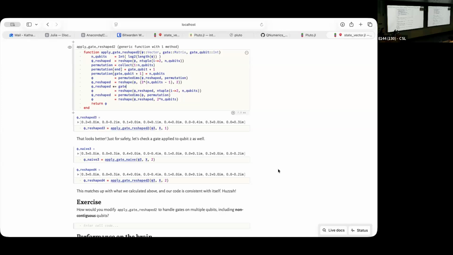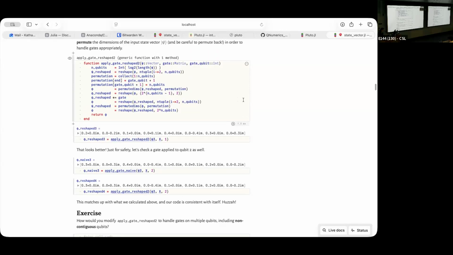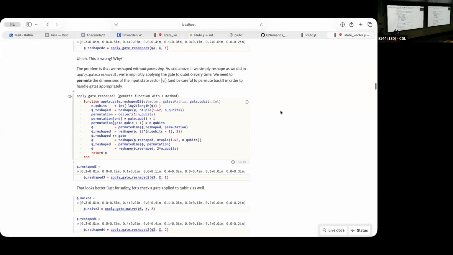Oh, there's a question. Quick question based on the arithmetic here. In the line phi reshaped star equals gate, that expands to phi reshaped equals phi reshaped times gate? Are you assuming that the gate is symmetric, or its own transpose? Because otherwise I think you might have to multiply it by gate transpose to get the arithmetic right. Yeah, it's possible.